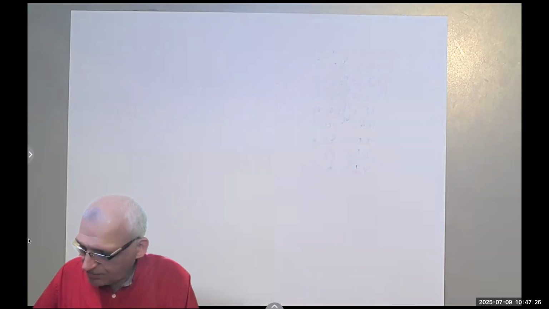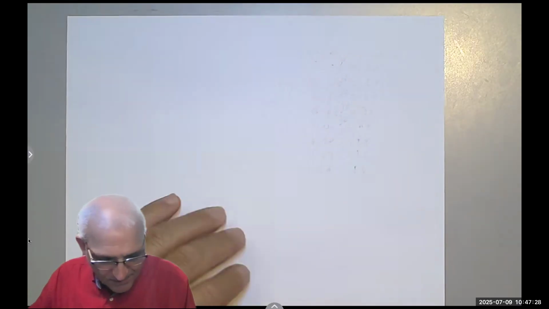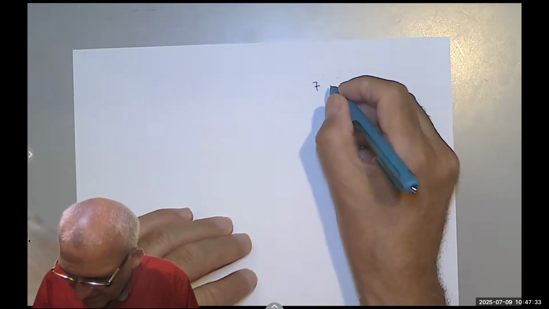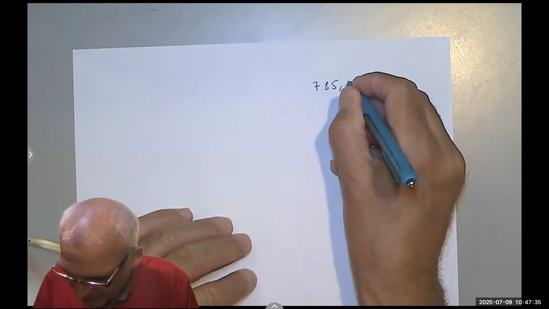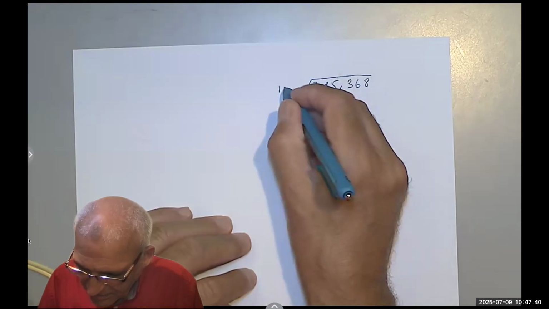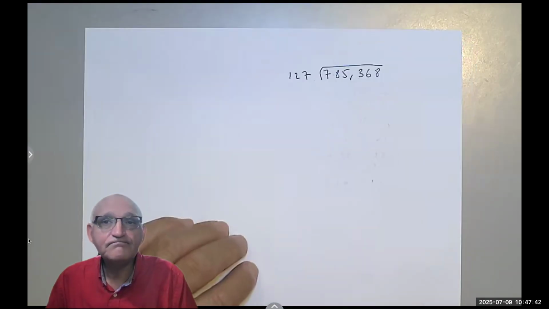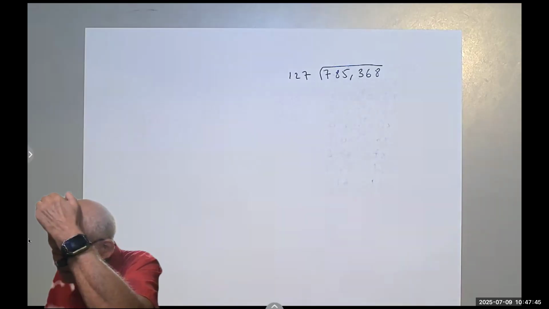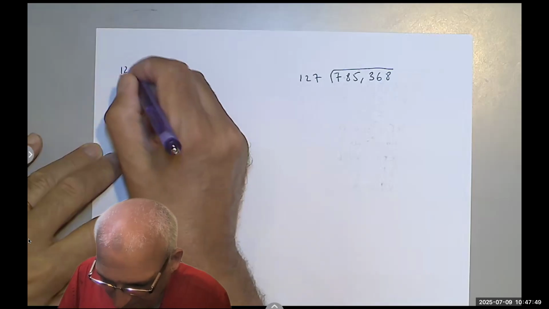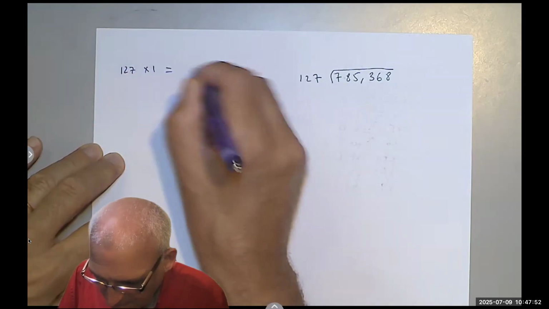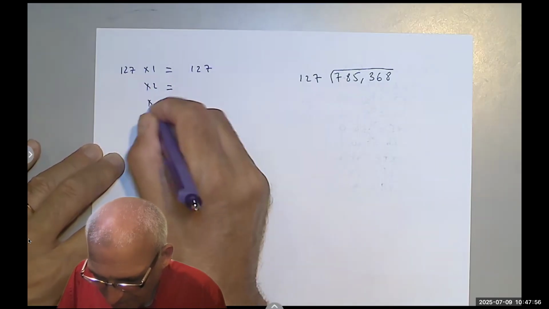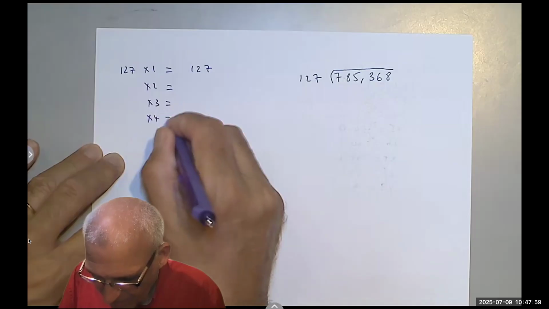Okay, so the next one, we make it harder. I want to divide 785,368 by 127. So we need to develop a table for 127. 127 times 1 is 127. Times 2, times 3, times 4.